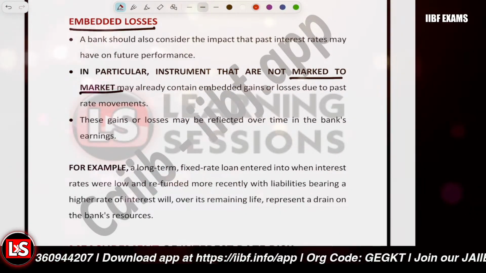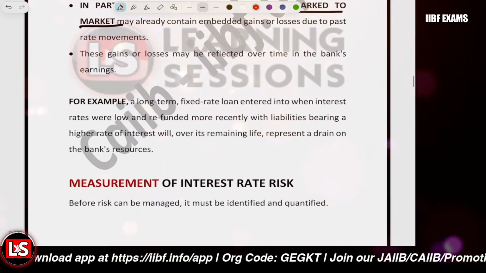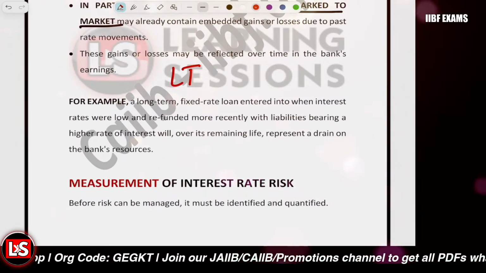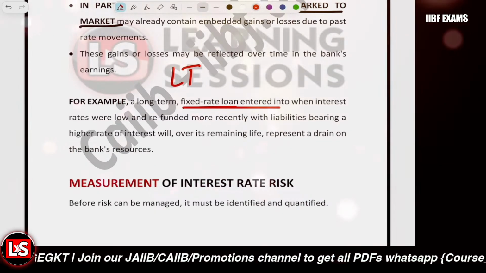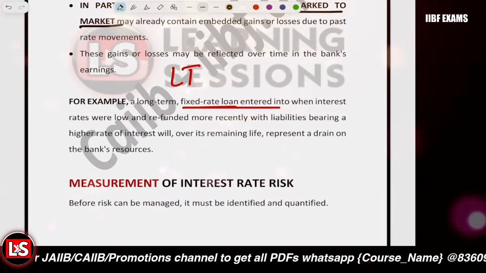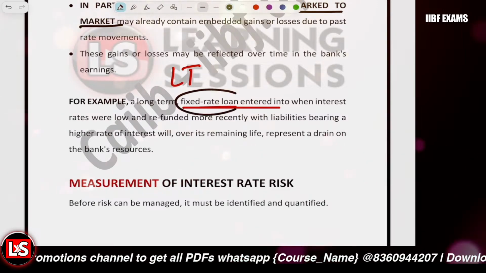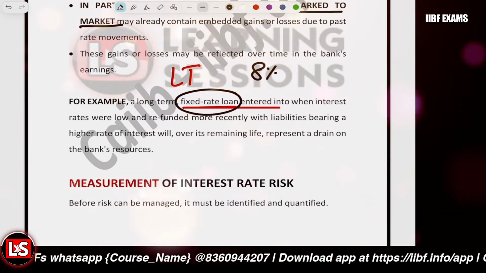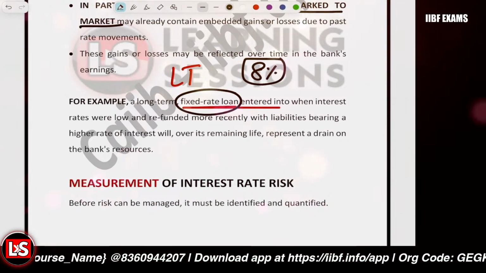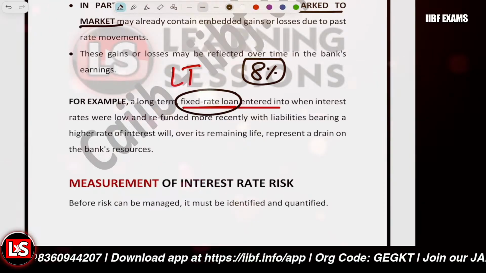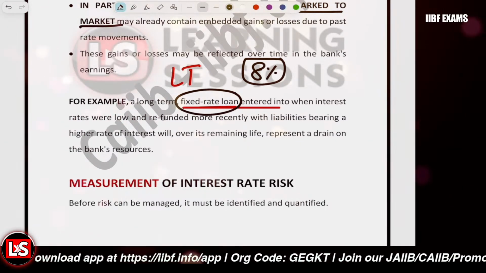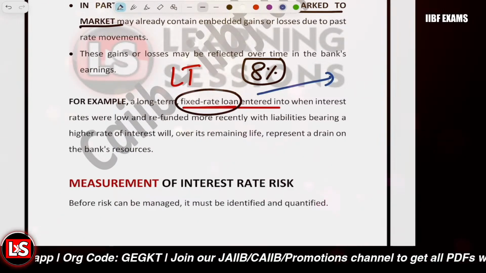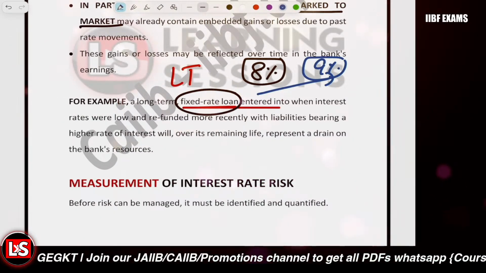Just take an example. Say the bank sanctioned a long term fixed rate loan when the interest rates were low. Let's say the fixed rate loan was sanctioned at 8% on a long term basis. And later on, the bank has to refinance this particular loan at a higher interest rate. Let's say your overall interest rate is 9% at a later stage.